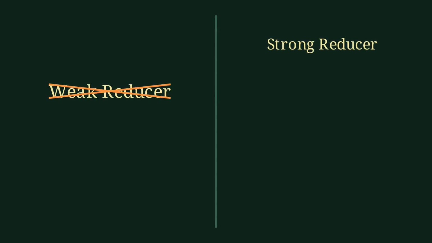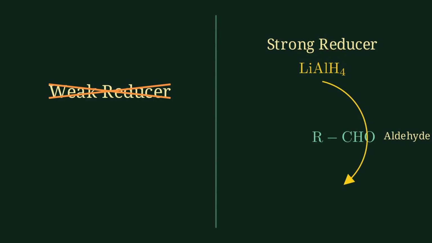It sounds straightforward, but nitriles are notoriously stable. If you use a reducer that's too weak, nothing happens. Use one that's too strong, like lithium aluminum hydride, and you'll sail right past the aldehyde, ending up with an amine. So, how do we stop exactly at the halfway point?